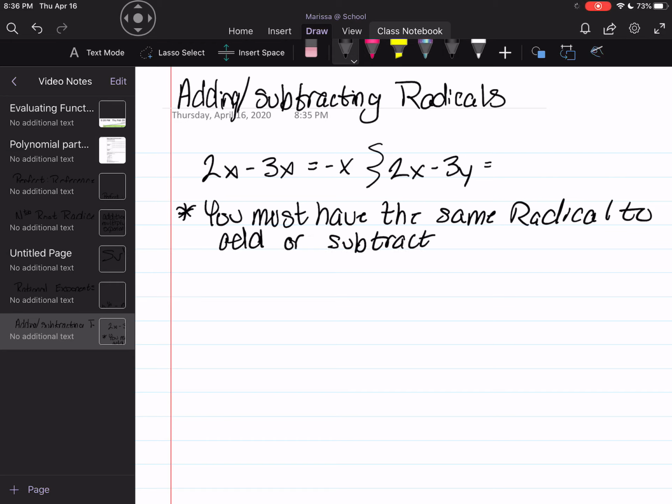Meaning that if I had something like 3 radical 6 minus 4 radical 6, then I would get negative radical 6. I do 3 minus 4, which is negative 1, and then I would just keep the radical 6 on. So in other words, I could have said 3x minus 4x would give me negative x. I just know that x is my radical 6.